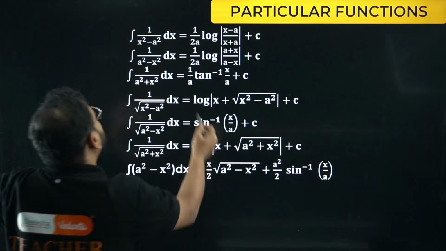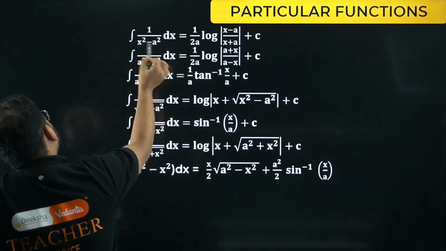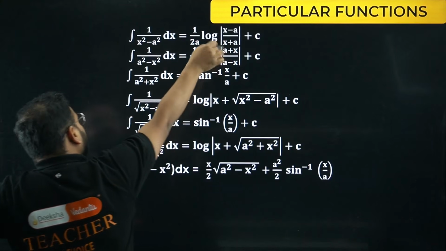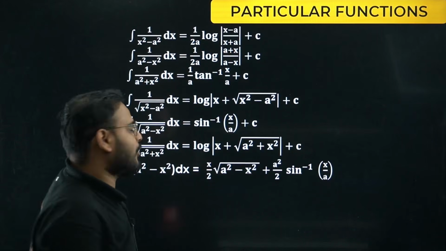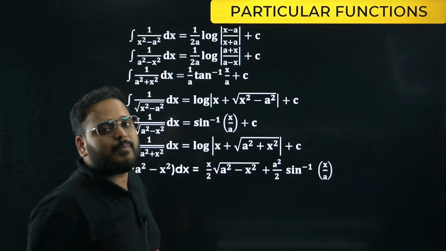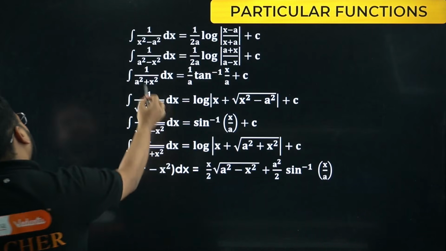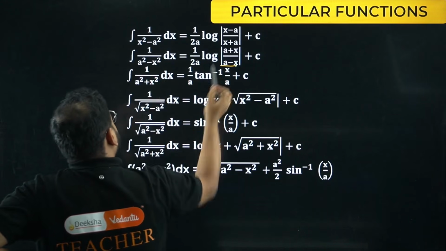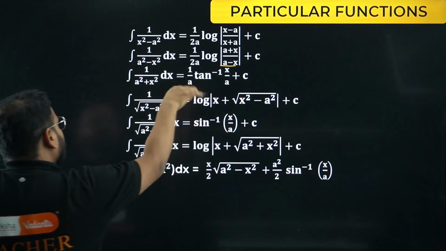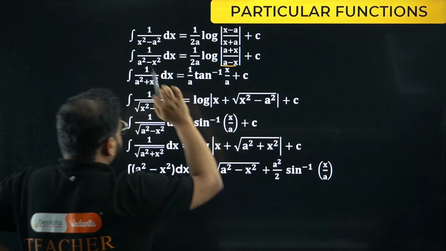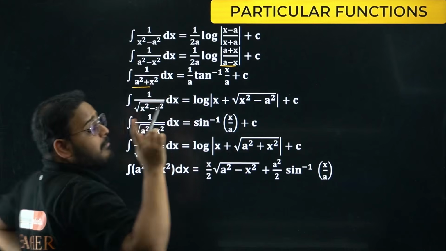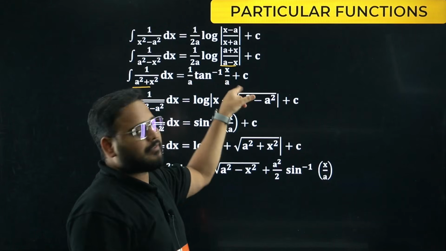First one, whenever this is the given, what I taught you, x minus a is there, so x minus a will come in numerator and x plus a will come in denominator. So 1 by 2a log of x minus a upon x plus a. When I have a minus x, this will come in denominator, and 1 by 2a, the rest of the thing will remain same. When I have plus, it looks like a form of tan inverse, so 1 by a tan inverse of x by a.